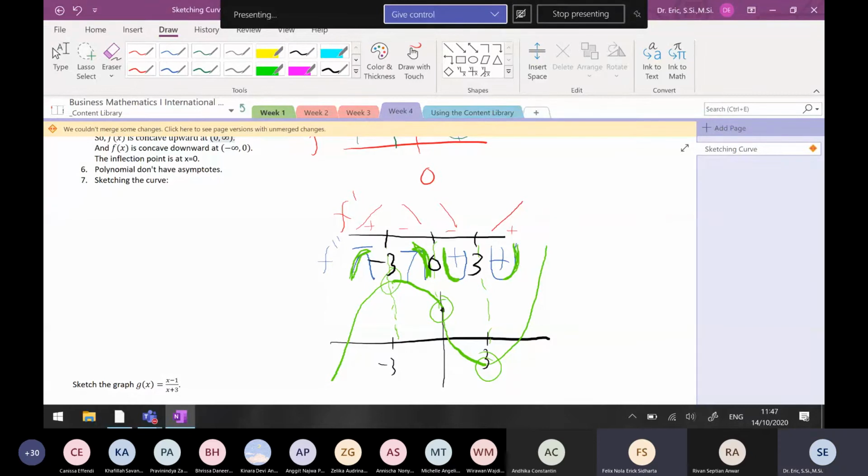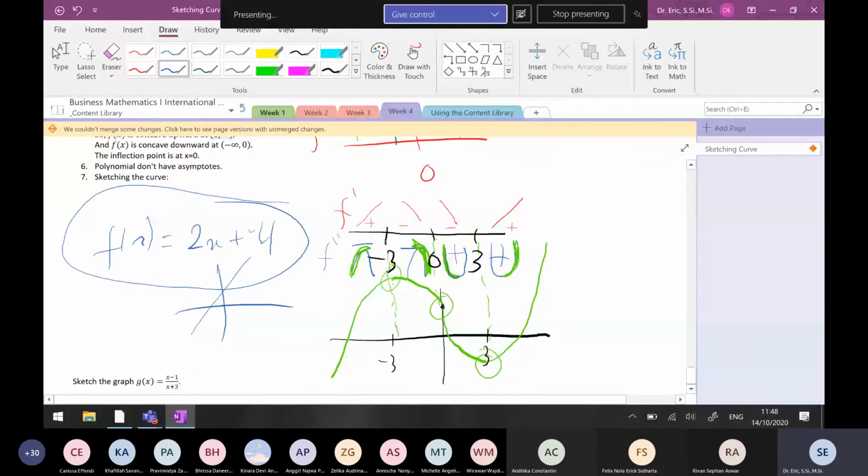Very good. Your name is Felix? So Felix was asking: if we want to find the graph of a function like f(x) equals 2x plus 4, do I have to use the same procedure? Of course not. And of course, we are not going to give you such an easy function to graph. Thank you, Felix.